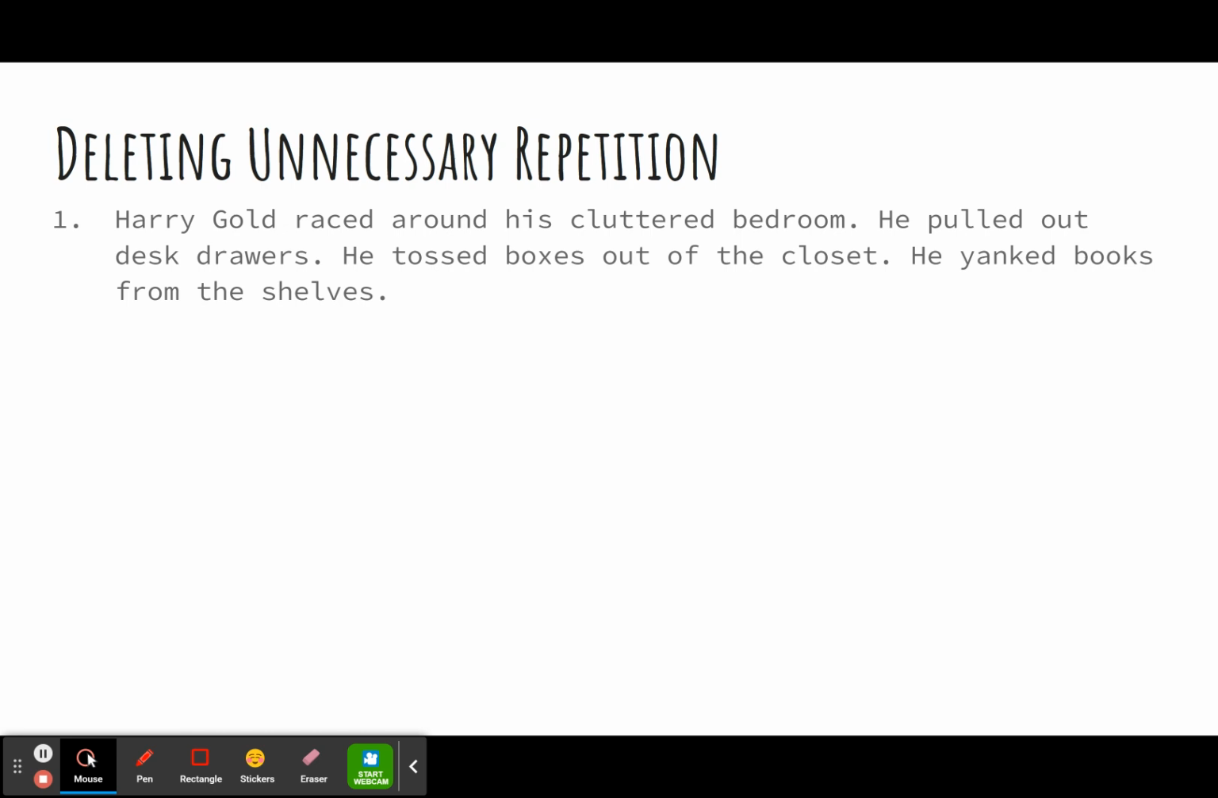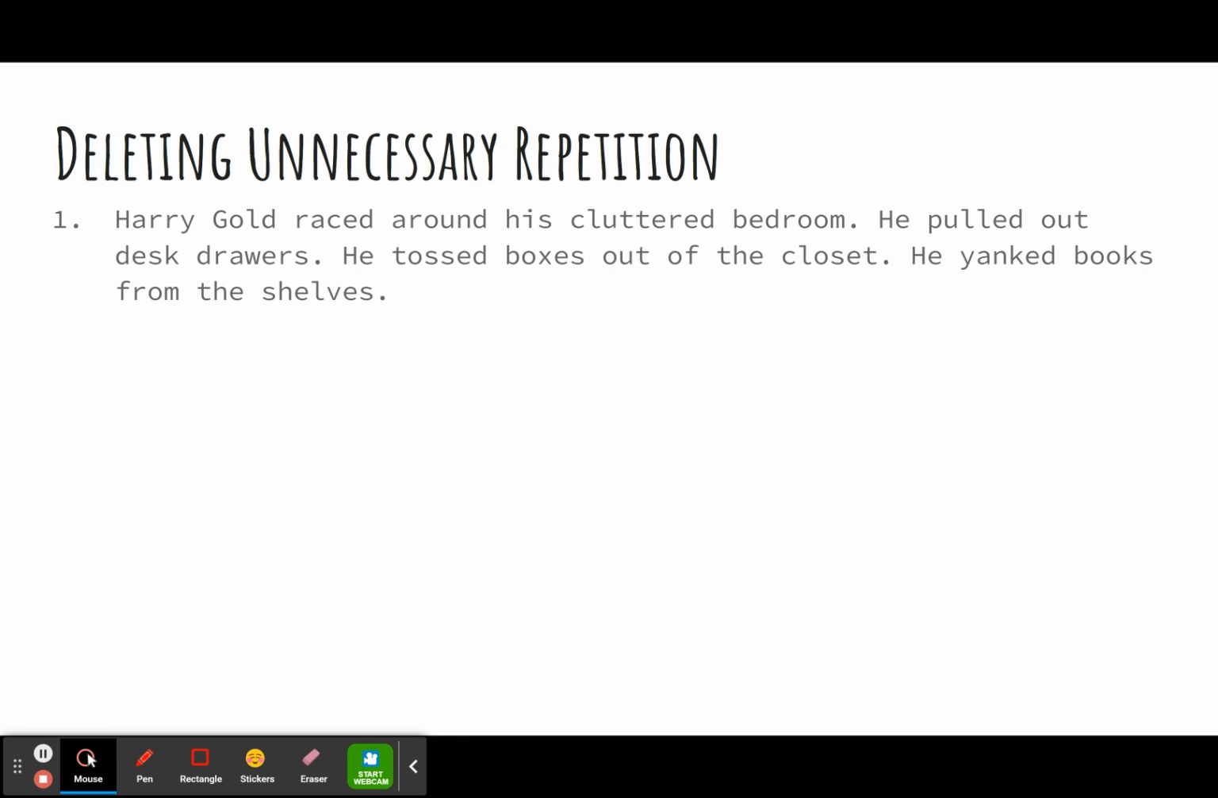So let's see another downdraft sentence here that the author would have fixed up by deleting things. Harry Gold raced around his cluttered bedroom. He pulled out desk drawers, he tossed boxes out of the closet, he yanked books from the shelves. So here you actually have some really good action verbs, right? Like we've got raced, pulled, tossed, yanked. Those are really good images.